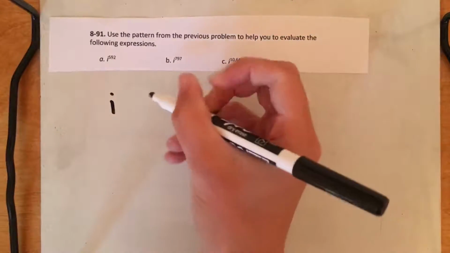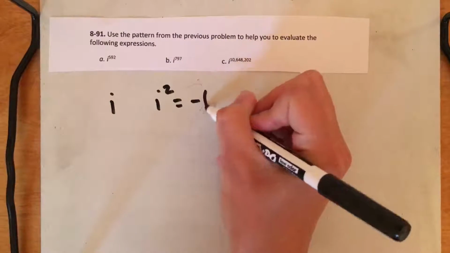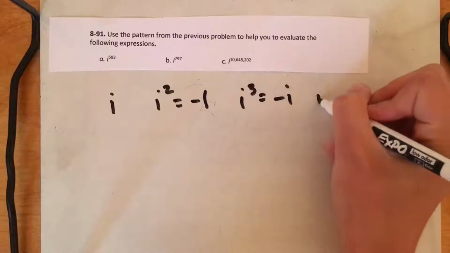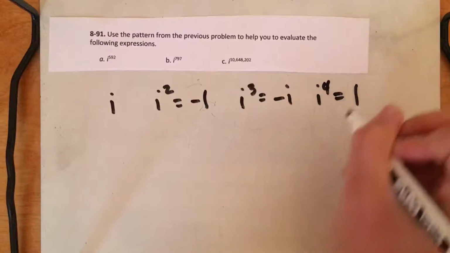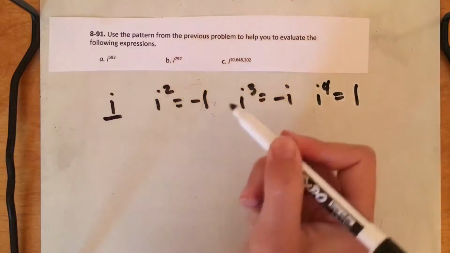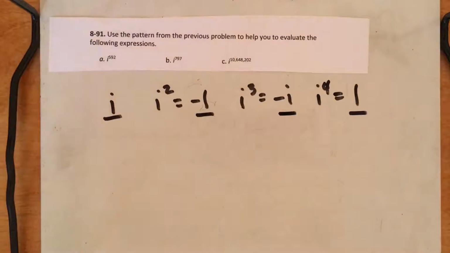is I to the first, I squared, which is worth -1, I cubed, which is worth -I, or I to the fourth, which is worth +1. Those are the possible answers that we're going to end up having. I, -1, -I, and +1. So it's not really going to be this.